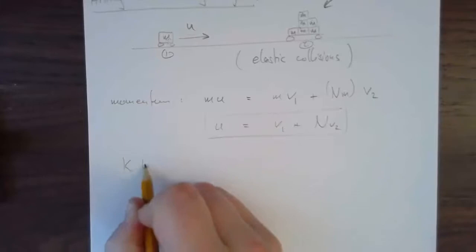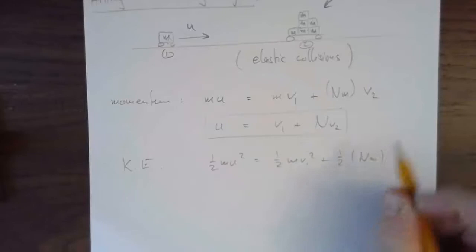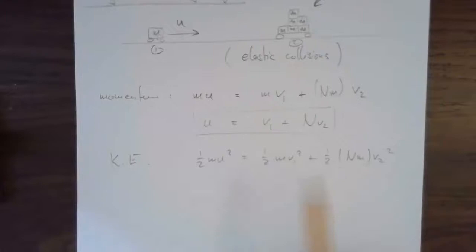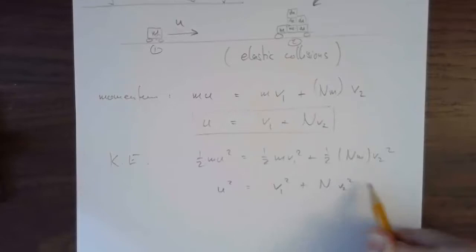I can then look at kinetic energy, and kinetic energy says 1/2 m u squared is 1/2 m v1 squared plus 1/2 the mass of the loaded up card, n times m, 6 in the picture, times v2 squared. I can simplify this a little bit, cancel out the halves and the m's again, and so I end with u squared is v1 squared plus n times v2 squared. So those two equations look almost the same, except this one has squares on all the velocities.